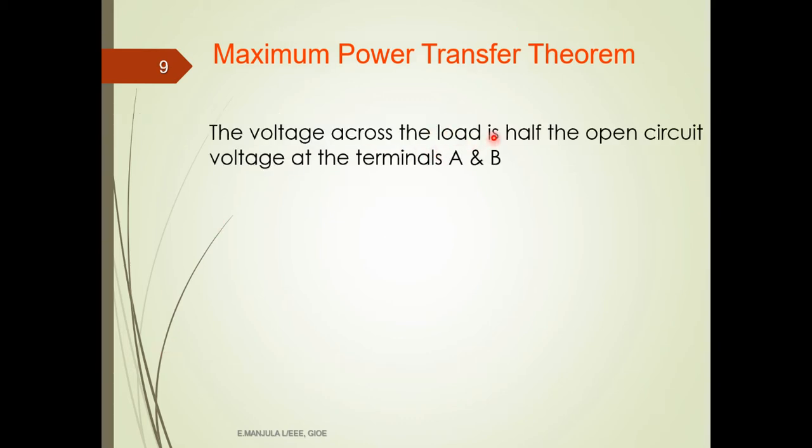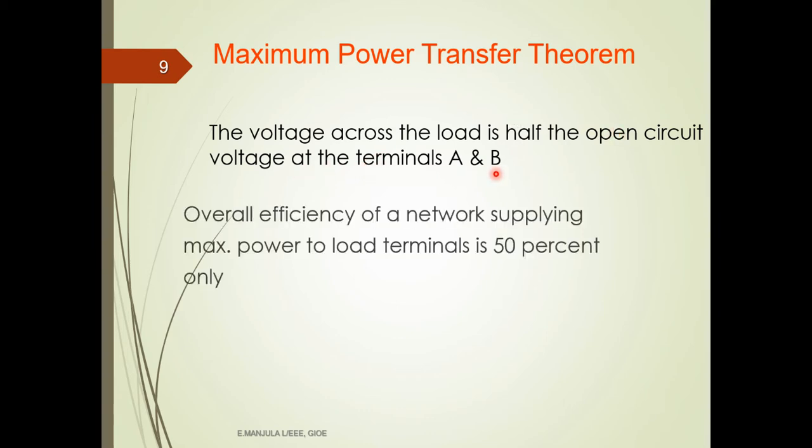What will be the voltage across the load? The voltage across the load is half the open circuit voltage at the terminals A and B. The overall efficiency of the network supplying maximum power to the load terminals is only 50 percent. At that time, the maximum power formula we have seen is E square by 4RL, and the voltage across the load will be half of the open circuit voltage. So half of the power is wasted in the network, and only half of the power is consumed by the load.